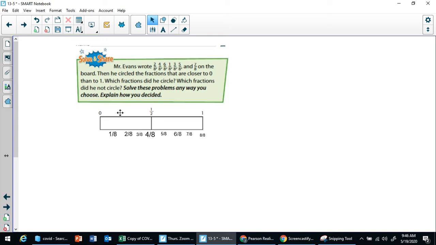So, which fractions, boys and girls, are closer to 0? What should we circle? If I'm looking at this, I would obviously see 1/8 is closer to 0, 2/8 is closer to 0, 3/8 is closer to 0. I'm not going to circle 4/8 because 4/8 is right in the middle. 4/8 is with a half, and that's not what the question is asking up here. It wants to know which ones are closer to 0 than to 1, and obviously it should be those three.